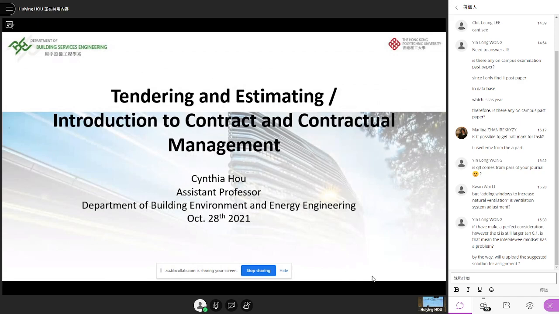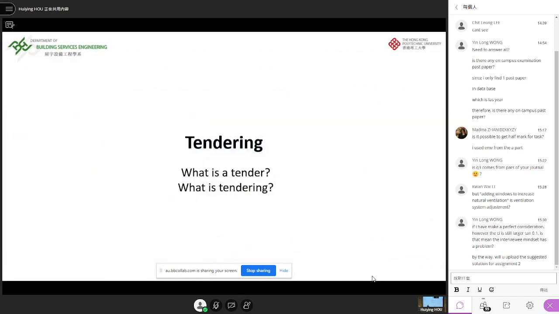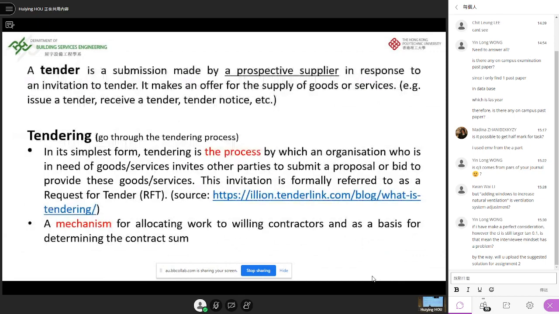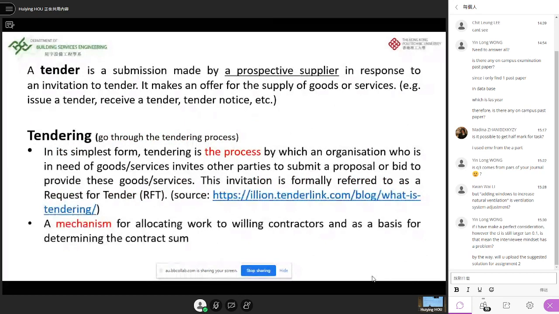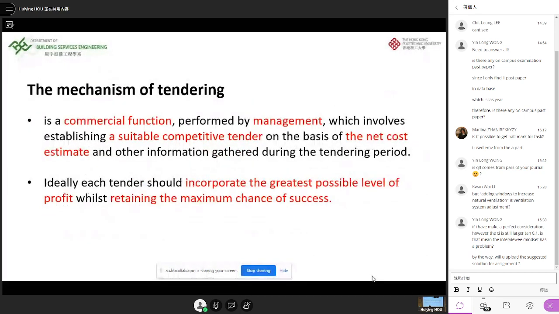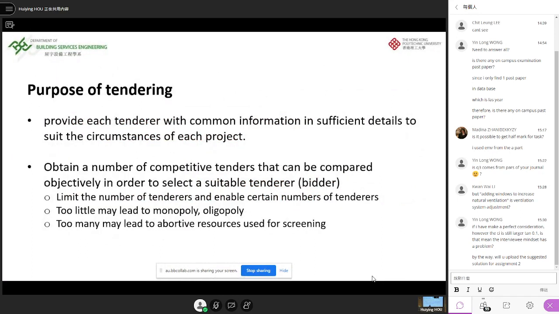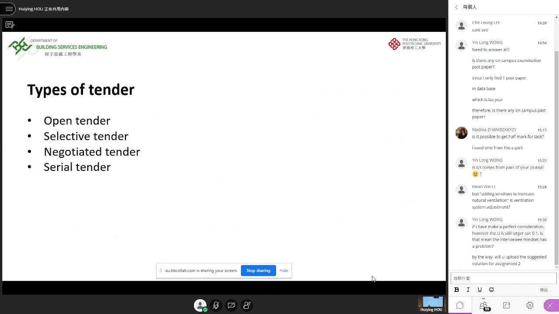Okay, tendering and estimating. What is tendering? Very important. There are 2 very commonly used tendering approaches: open tendering and selective tendering, right? So first of all, understand what tendering is, what the mechanism behind tendering is, and what the specific steps involved in the tendering process are. Then you will better understand the difference between different types of tendering models, like open tender, selective tender, negotiated tender, and serial tender.